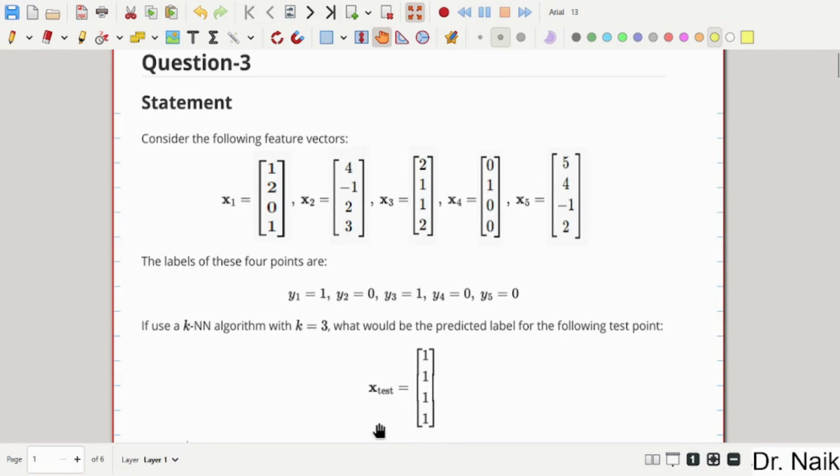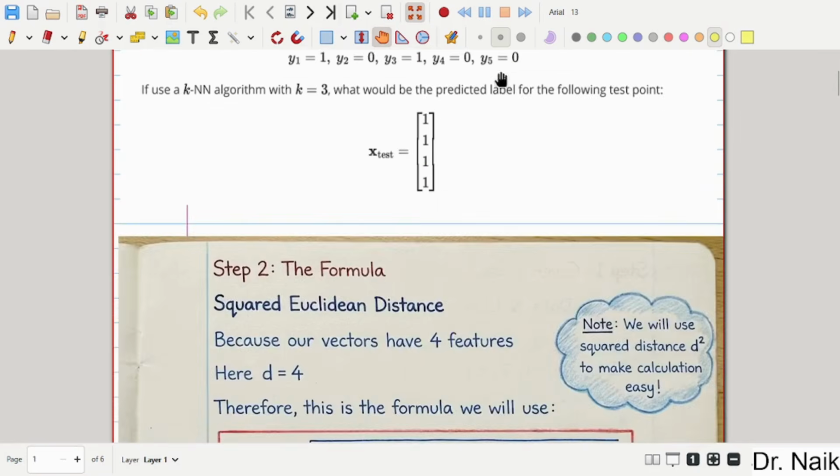So this is our test vector and we want to predict the label for this test point. These are the 5 points x1, x2, x3, x4 and x5 given to us, and their corresponding labels are: x1 label is 1, x2 label is 0, x3 label is 1, x4 label is 0 and x5 label is 0.